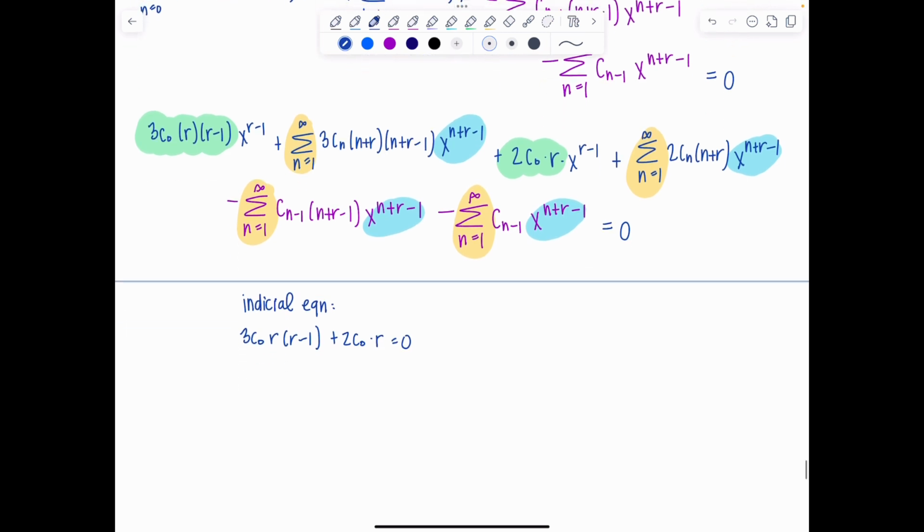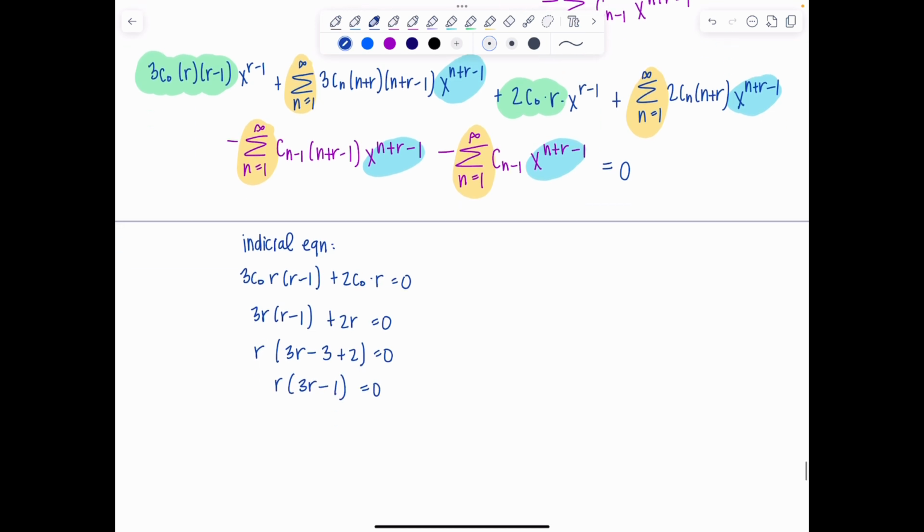Divide through by c naught, it can't be 0. So 3r times r minus 1 plus 2r is 0. I can factor out a r, and then I have 3r minus 3 plus 2 is 0. So r times 3r minus 1 is 0. So either r is 0 or 1/3. Those are my initial roots.